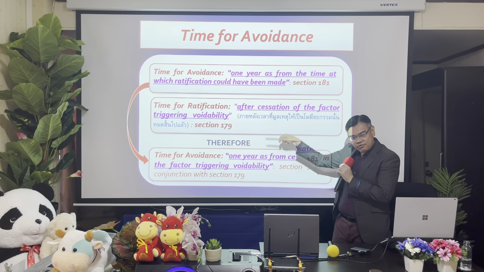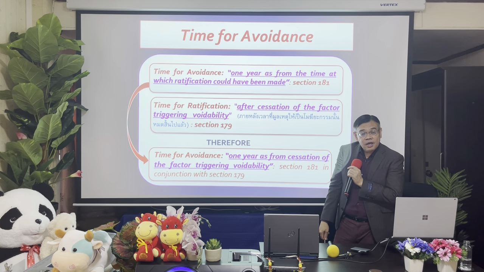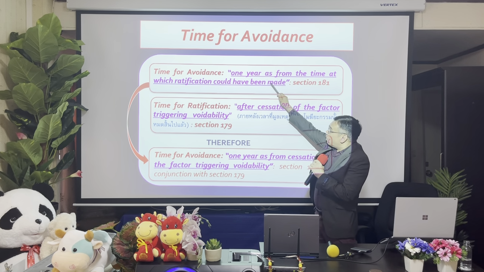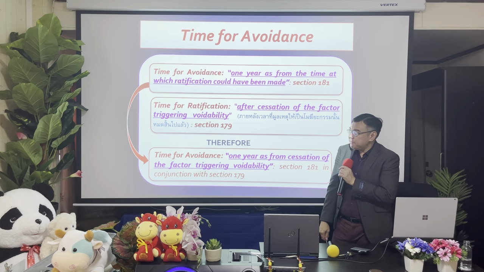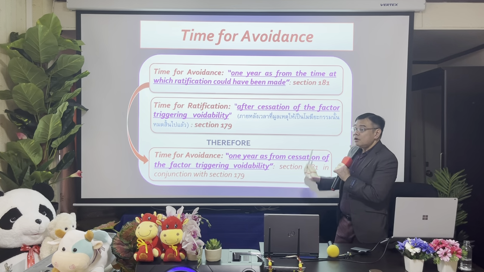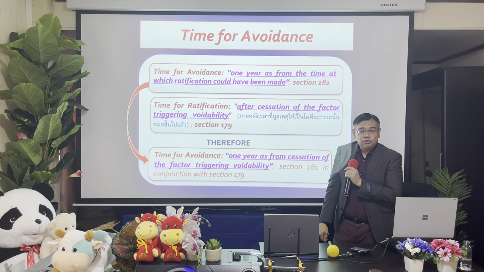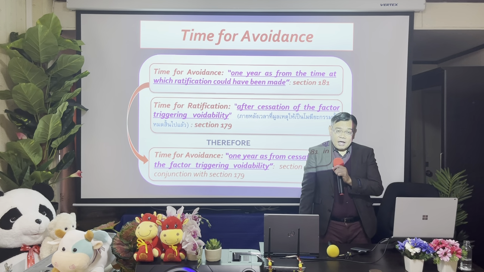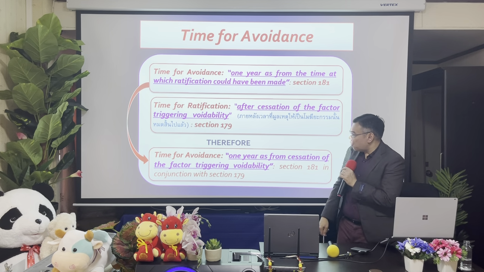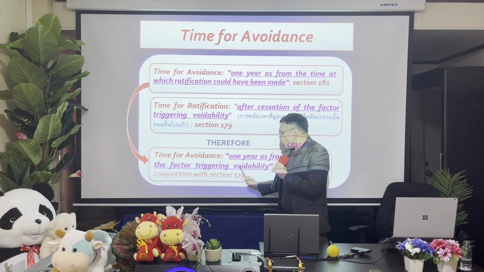You have to look at this very carefully again. Section 181 says that we can avoid the juristic act, which is voidable, within 1 year as from the time at which ratification could have been made. Since section 179 says that ratification can be made after the cessation of the factor triggering voidability, we can conclude that if we want to avoid a juristic act which is voidable, we will have to do so within 1 year as from the cessation of the factor triggering voidability.